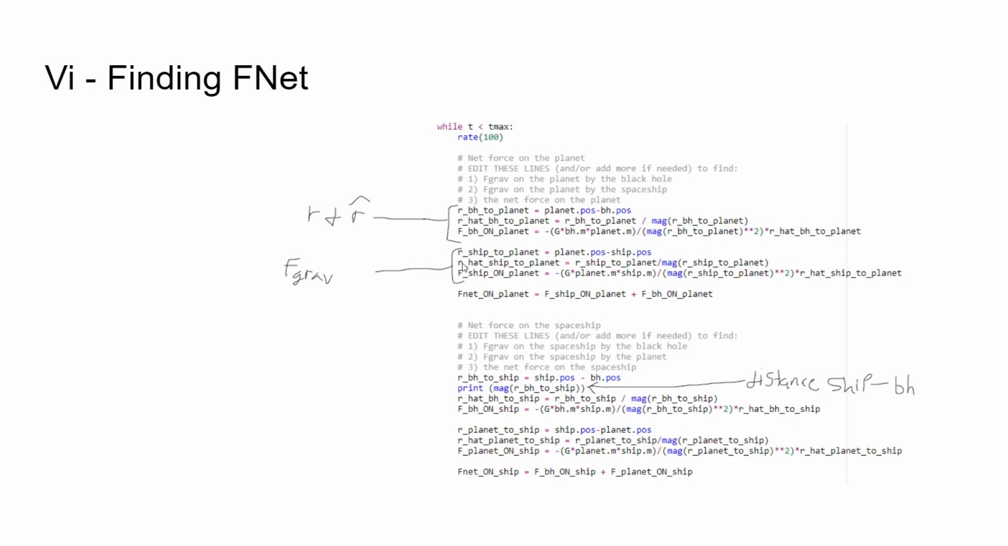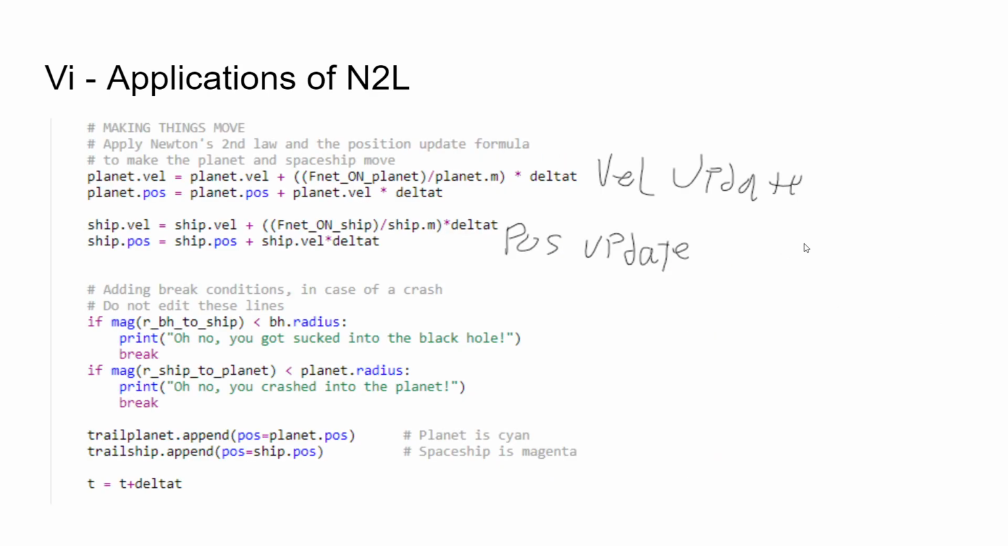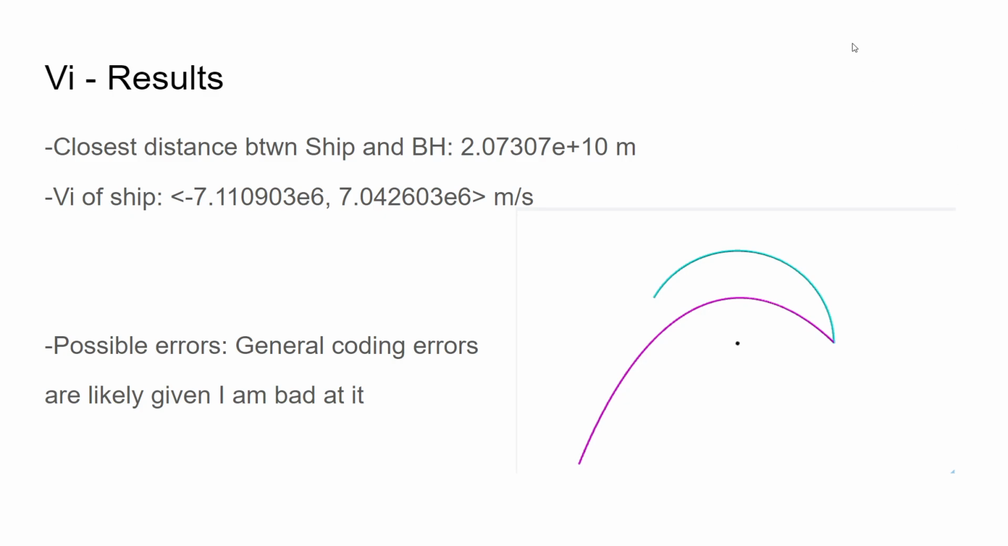Here's plugging all of that into the gravitation formulas, and then this part is finding the distance between the ship and black hole. And then applying Newton's second law one more time with the velocity update and position update to complete the iteration, and our print commands. So the results of part 2 here have the closest distance between them and the velocity, which I found just by plugging stuff in until it worked, basically.